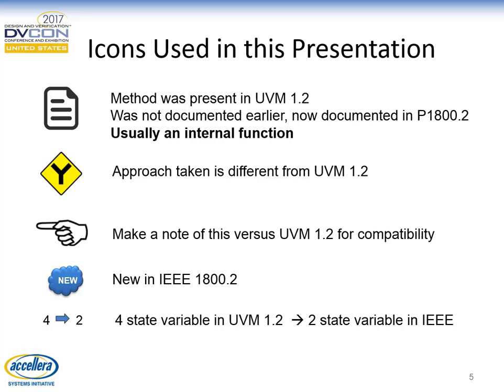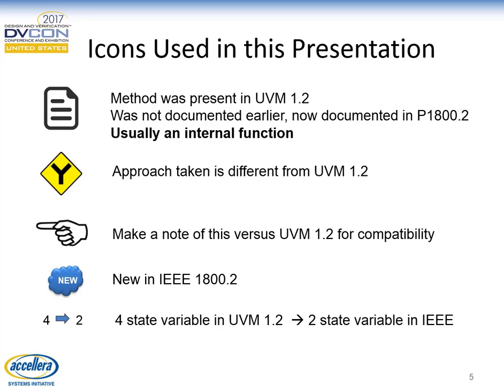I'm human too. So the first icon here is a thing that looks like a document. Usually if you see this icon anywhere in the presentation, it would be a method that was actually present in 1.2 that we forgot to document in 1.2, but it's made its way into the IEEE LRM. Often it was an internal function, but now it's been promoted to being a public API because some people are using it. So don't think that it's a brand new thing that got introduced in UVM. It probably was already there for the most part. If it is brand new, I'll be talking about it in a bit.